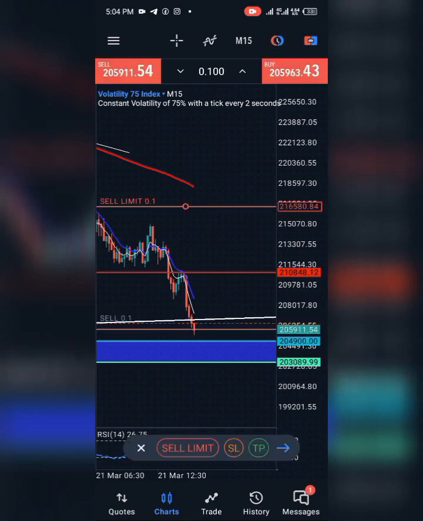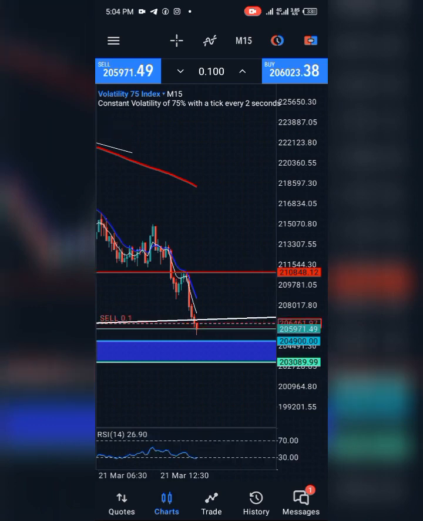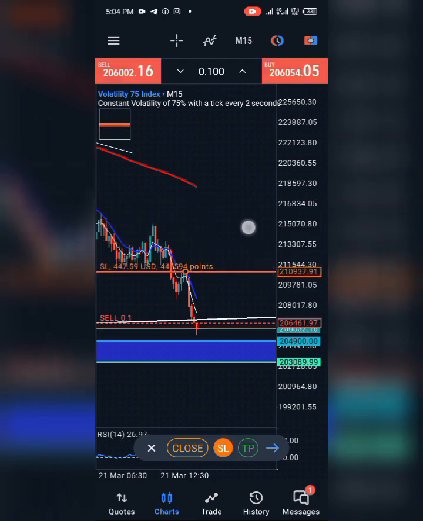So let's just use this. I'm supposed to have used a buy limit. This is the resistance here, there's a resistance at 211.848. That's the resistance, so above there is my SL. Remember, I've not placed it. I'll still place it.